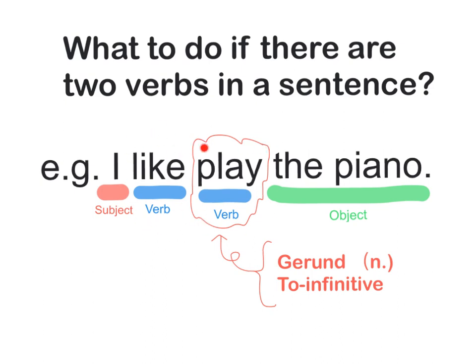So for the remaining verb, what do we do? We change it into a gerund or a to infinitive, because by changing a verb into a gerund, you change it into a noun. So there will be no more two verbs in a sentence. Or you add a to in between two verbs to separate them. So it's okay. And then the verb will become an infinitive. So it's no longer just a verb. Okay?